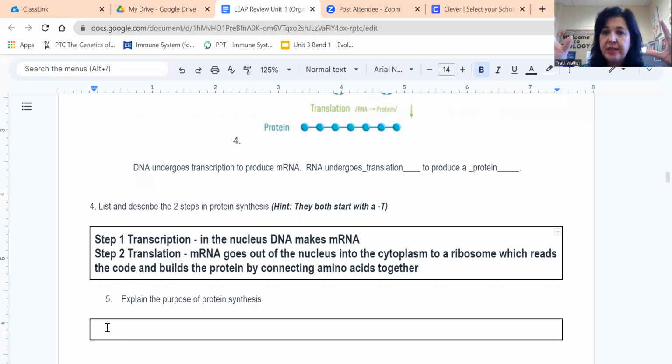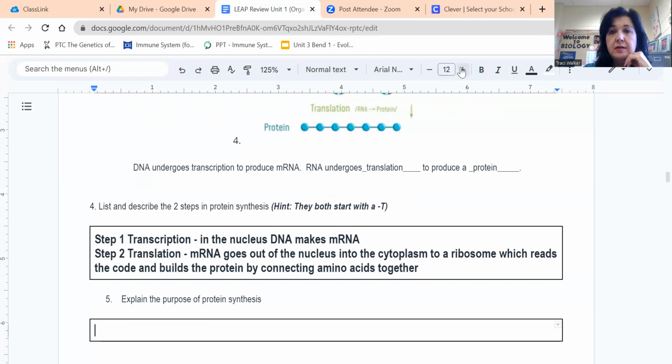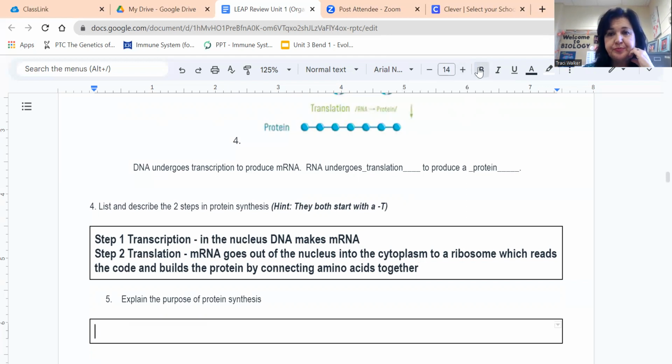Okay. Step 1, transcription. It happens in the nucleus. DNA makes RNA. Step 2, translation. The messenger RNA goes out of the nucleus into the cytoplasm. It goes to the ribosome. There, the ribosome reads the code that is on the messenger RNA, and it builds the protein by connecting amino acids together.